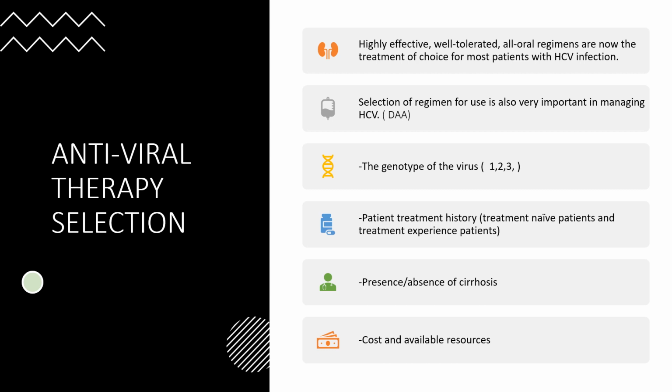You need to know if this patient is treatment naive or treatment experienced. Treatment naive patients are people that are being treated for the first time, while treatment experienced patients are patients that have been treated before and either relapsed or were reinfected with the HCV. You have to find out if this patient has liver cirrhosis, cancer, or fibrosis. And the most important is the cost and the availability of the regimen you are selecting for your patient. Will this patient be able to afford the medication?